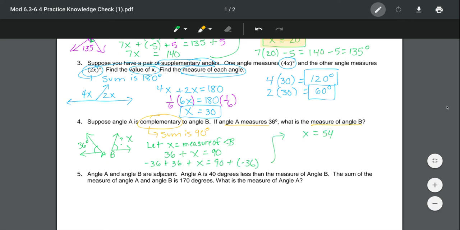So when you solve, you get x equals 54. And now, since you're figuring out the measure of angle B, that's what we defined as x. So that means that angle B, the measure of angle B, is 54 degrees.